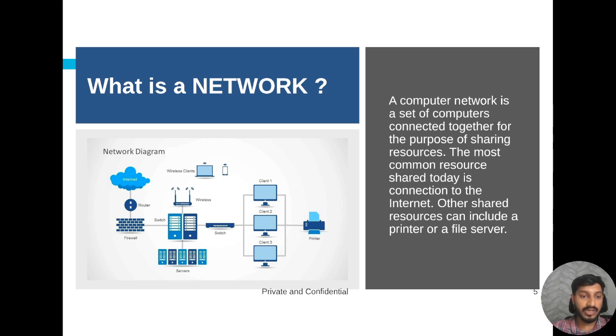If you look at a network diagram, a computer network is where a set of computers are connected together for the purpose of sharing. They may share their data, their files, their information. It may be anything. Whenever a group of computers are interconnected with each other for the process of communication, you can call it a network.